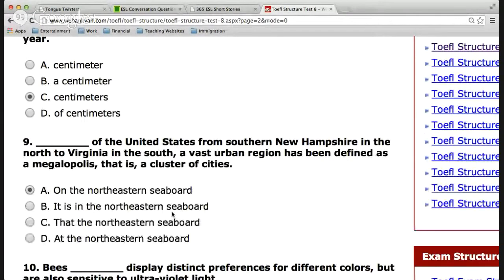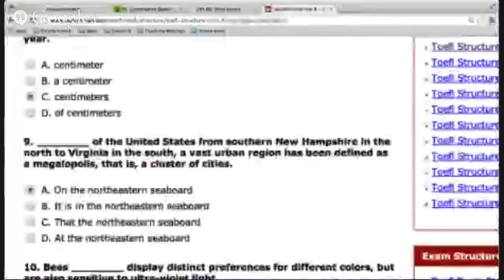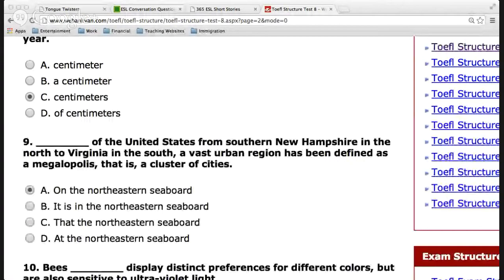I think option D. Okay, option D. Amparo, what do you think? I am still thinking. Okay. All right, let me read D then. At the northeastern seaboard of the United States from southern New Hampshire in the north to North Virginia in the south, a vast urban region has been defined as a megalopolis, that is, a cluster of cities. So at the northeastern seaboard or on the northeastern seaboard?